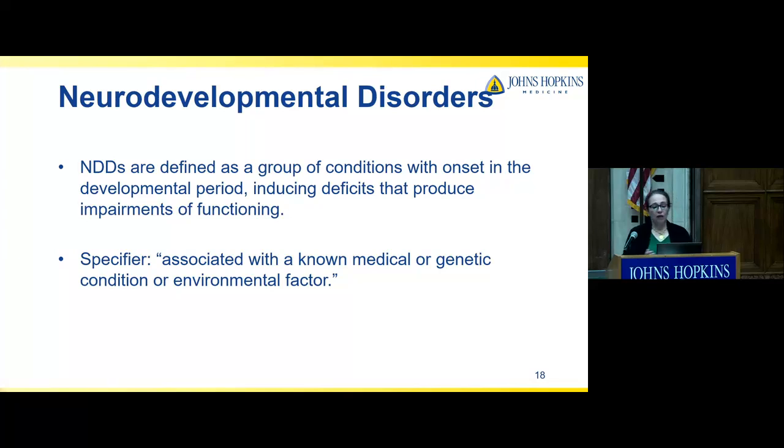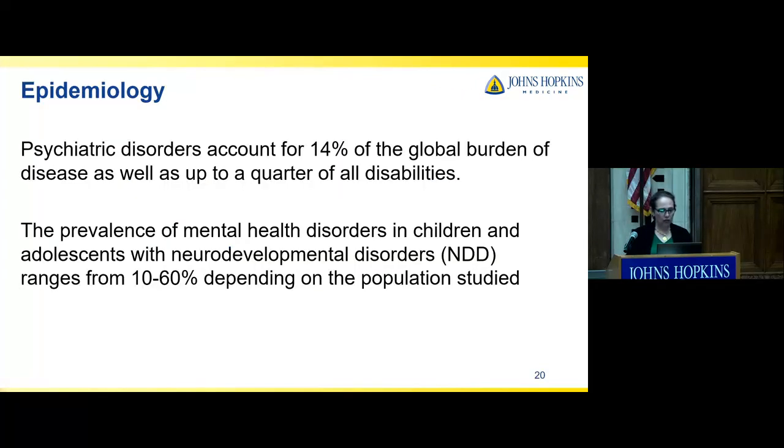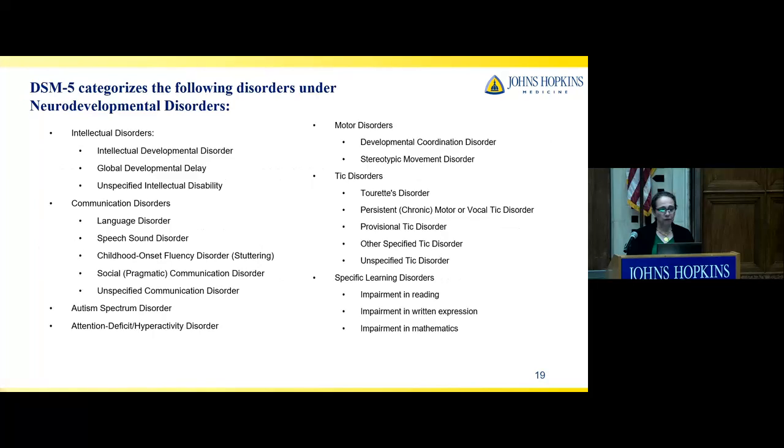Now, the DSM-5 defines neurodevelopmental disorders as a group of conditions with onset in the developmental period that induce deficits that produce impairment of functioning in different areas. Now, the DSM-5 also includes a specifier that is an association with a known genetic condition or an environmental factor. My patient, and I forgot to mention that, has a de novo mutation of unknown significance, so it was not really relevant to bring up.